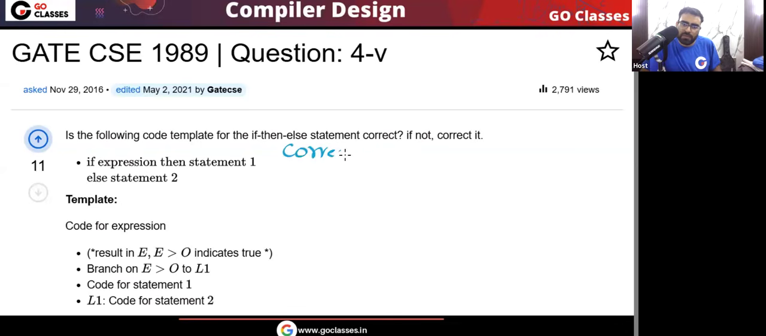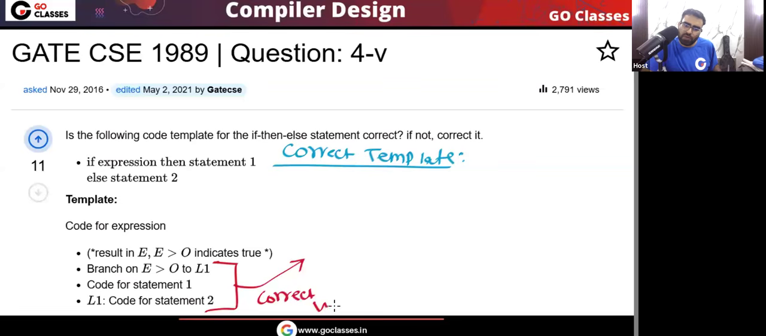Let me write here. Correct template will be like this. You have code for expression, that is fine. Okay, there is a code for expression. All these things are fine. So you can see code for expression, then the result is stored in E, and E greater than 0 indicates true. Okay, so basically we need to correct this. What will be the correct version of this?